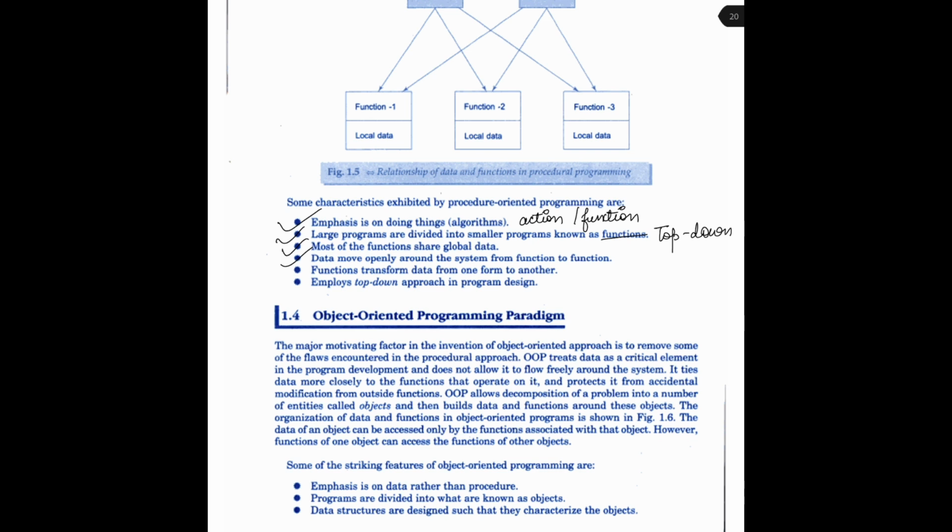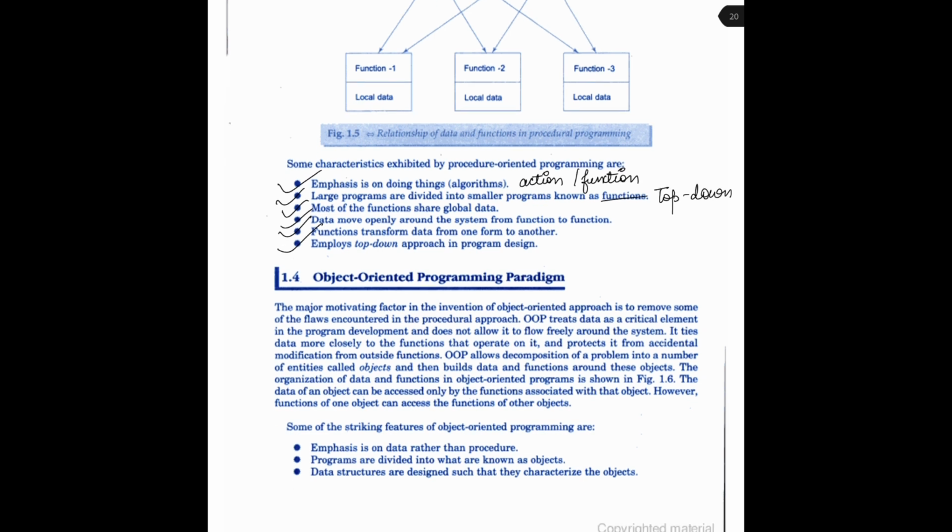Another point is functions transform data from one form to another, which is not a very ideal situation, because it will cause inconsistency, right? Your data can be changed by the function, which is not ideal, because you don't want your data to be changed so freely by the functions, because it becomes very difficult to debug, right? And the last point is it employs a top-down approach in program design, as we have already discussed.